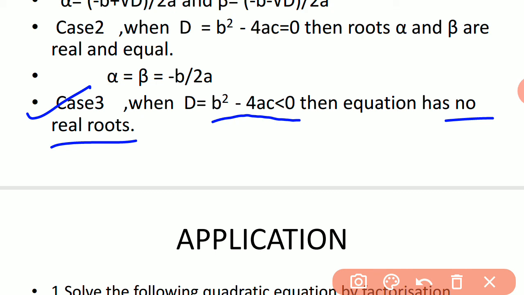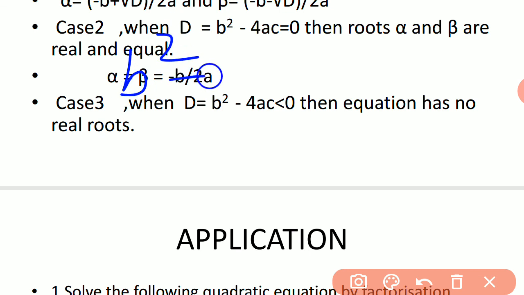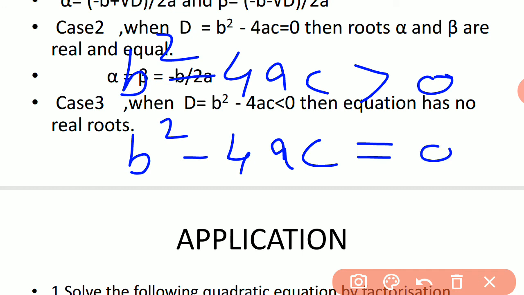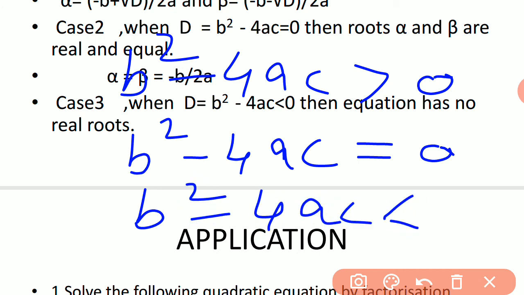So there are three cases. First, if b² - 4ac is greater than 0, then there will be two roots, real and distinct. If b² - 4ac = 0, then the roots will be equal, and if b² - 4ac is less than 0, then there will be imaginary roots, that is, no real roots.